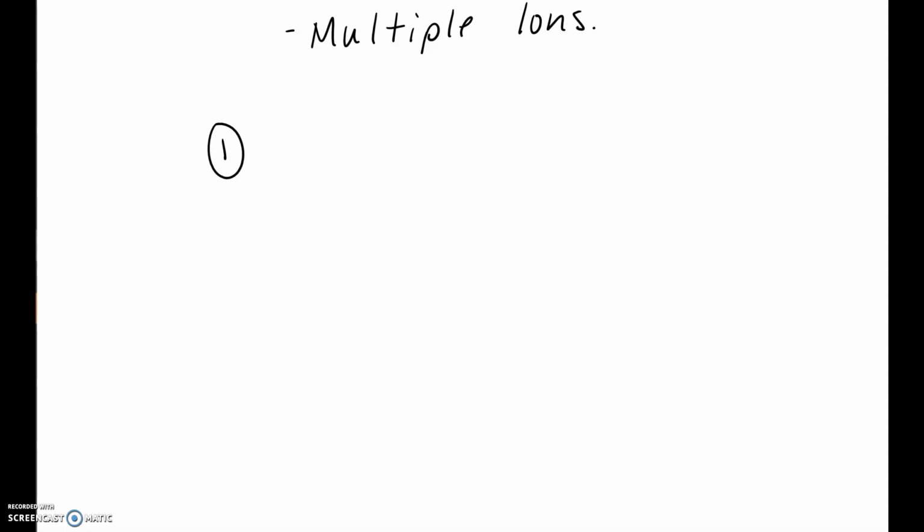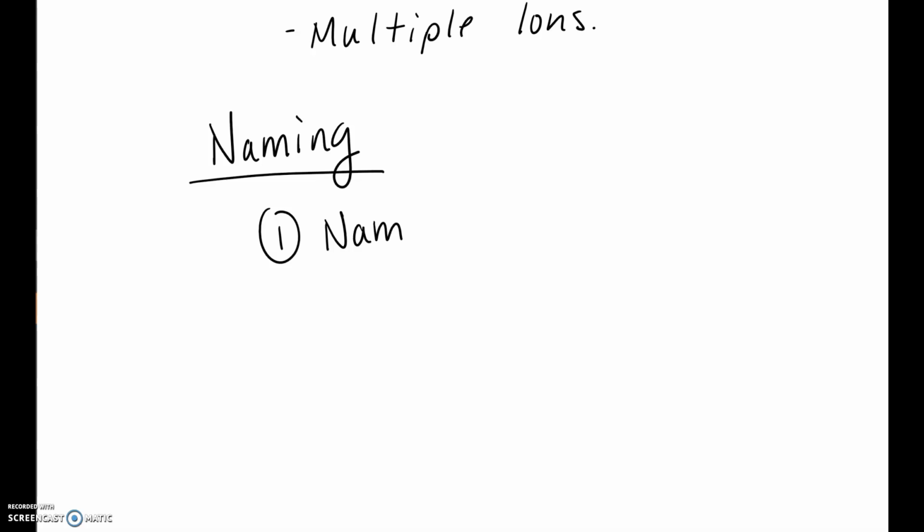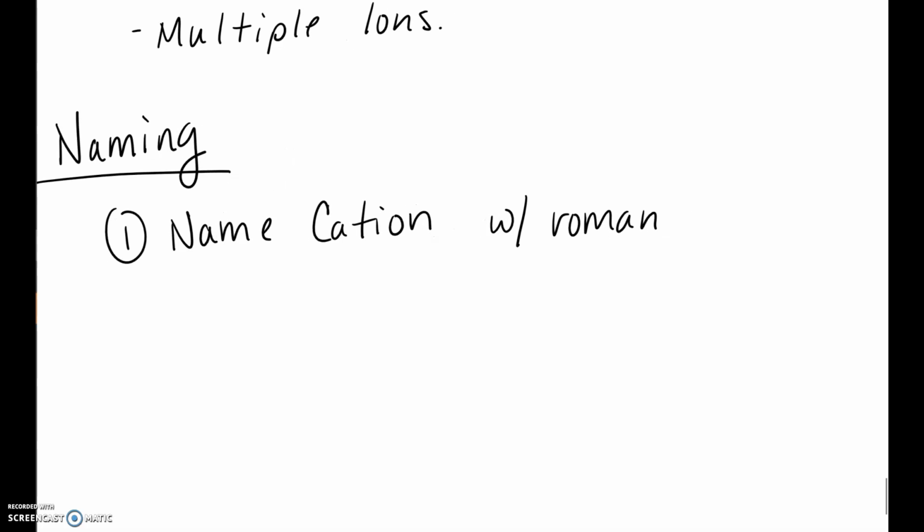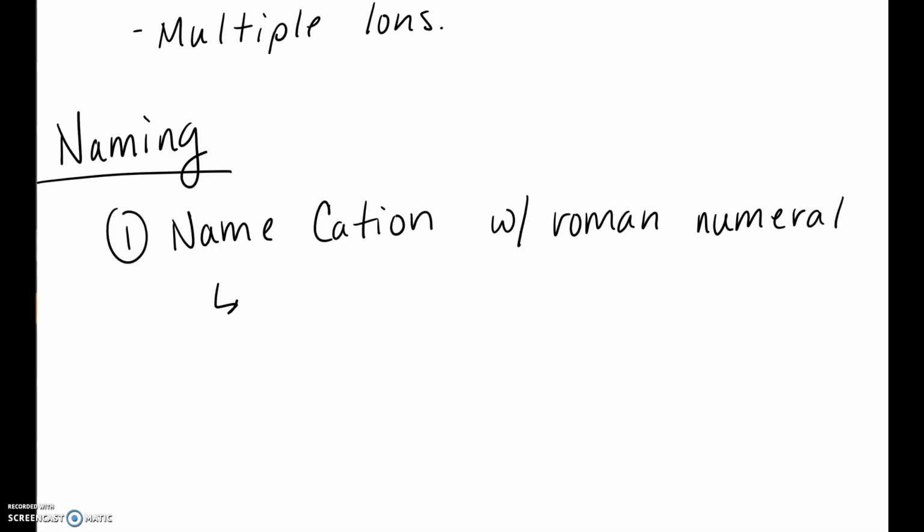So naming these guys, you name the cation with a Roman numeral in this case. The Roman numeral represents the charge. So the Roman numeral is the same as the charge of the ion.